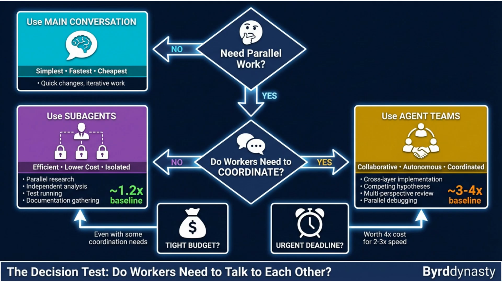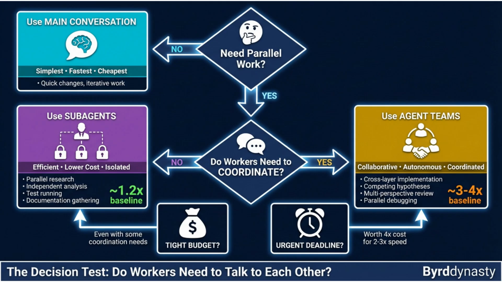Time constraints push the opposite way. With a deadline, parallel work with coordination gets you there 2 to 3 times faster. The extra cost often is worth it. Calculate the time value, make the trade-off explicit. Sometimes spending 4 times the tokens to save 60% of the time is right.